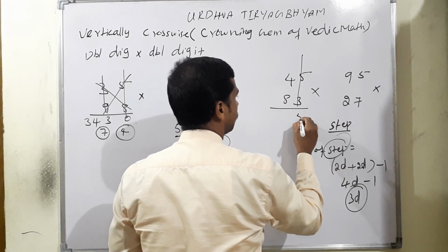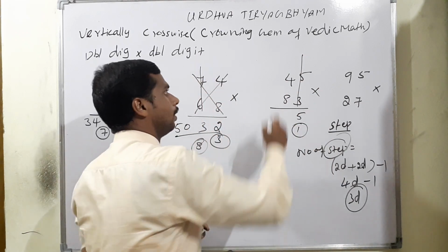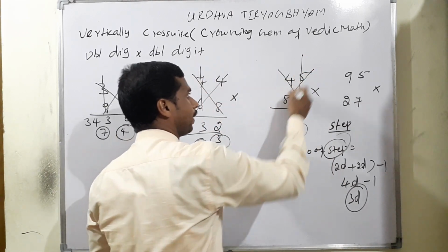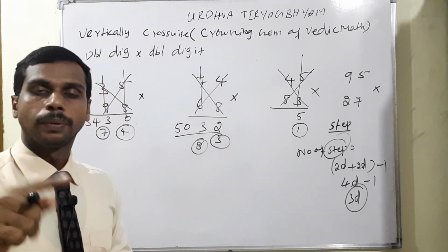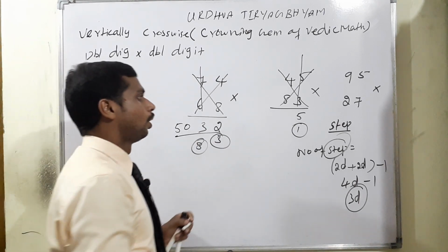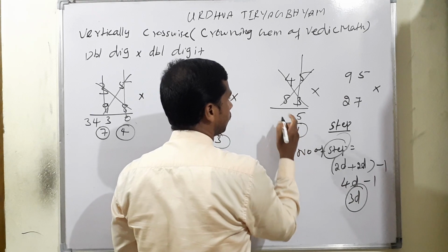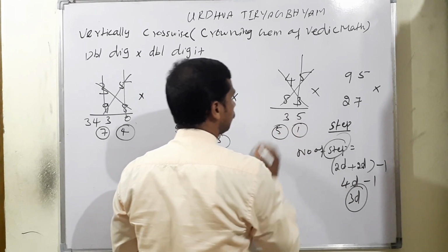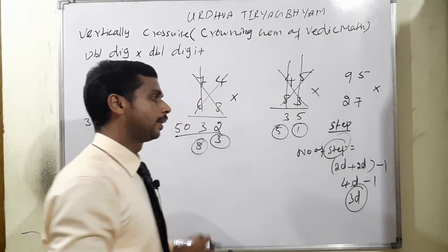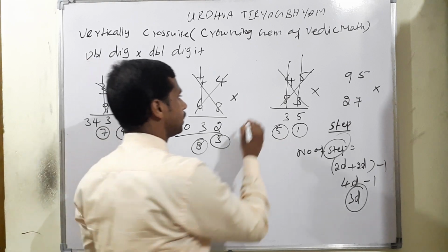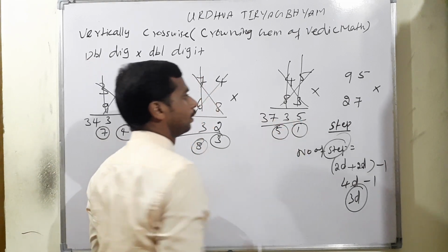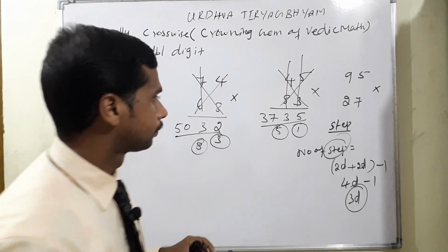5 3s are 15, 5 1 carry. Then 4 3s are 12. 5 8s are 40. 40 plus 12 is equal to 52. 52 plus 1 is equal to 53. Again carry will be 5. 4 8s are 32. 32 plus 5 is equal to 37. Next step.